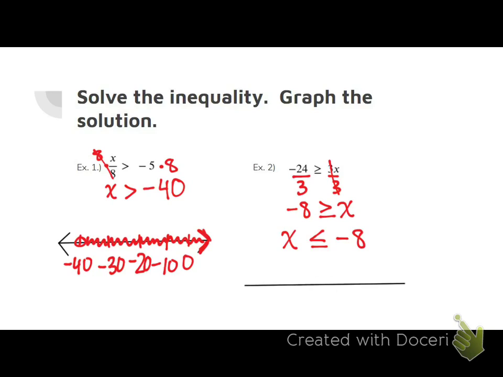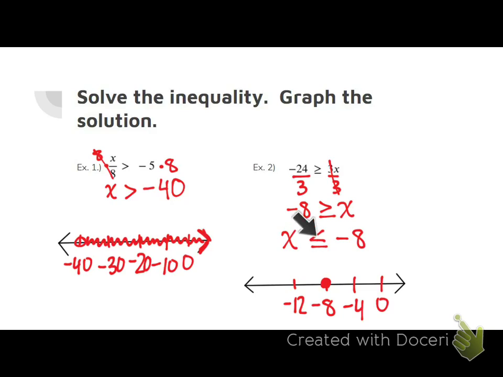We set up our number line. Put a 0 on there. I'll count by 4s. Open or closed at negative 8? Very good. Closed. And then this is the part that gets tricky. Which way do I shade? To the left. Why to the left?